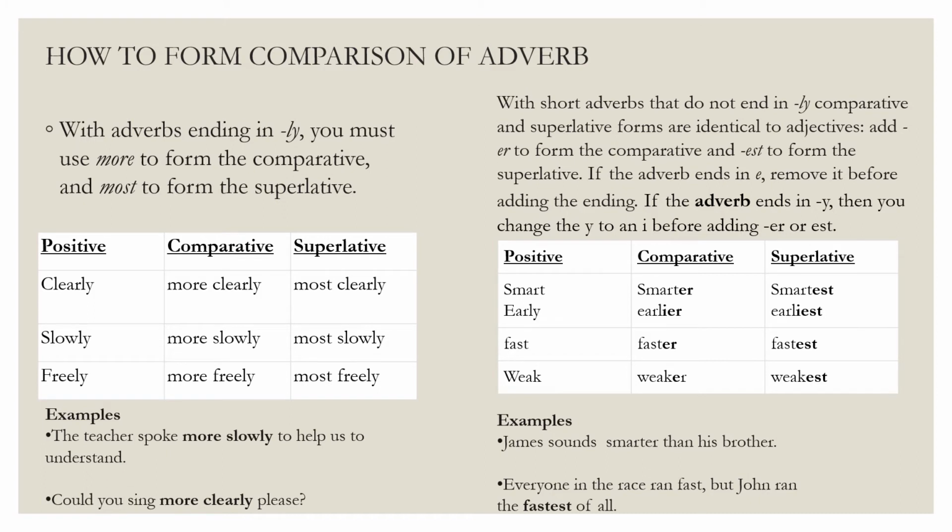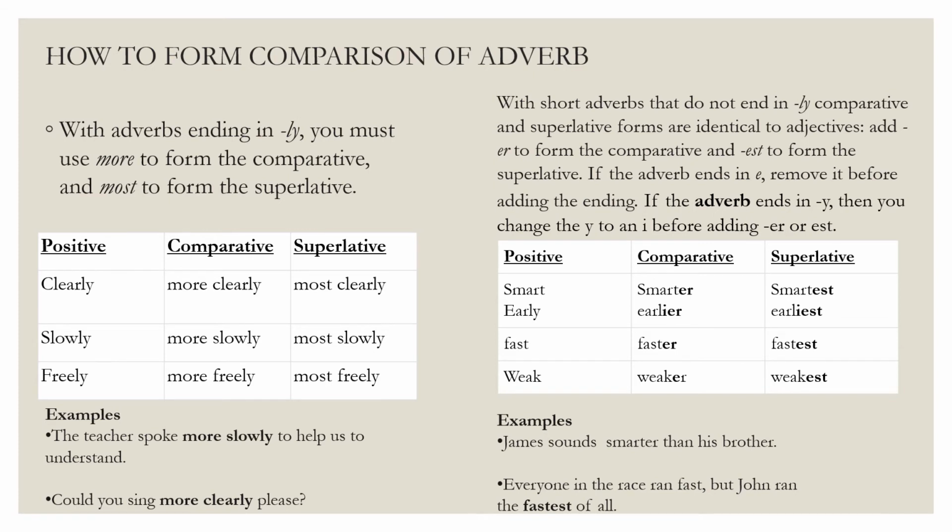All right. So we have early. Remember that early ends in y. And the rule states that if the adverb ends in y, you have to change the y to i before you add the est or er, okay? So you see early, and then the comparative form earlier, and the superlative form earliest. Then we have fast, faster, fastest. Then we have weak, weaker, weakest.